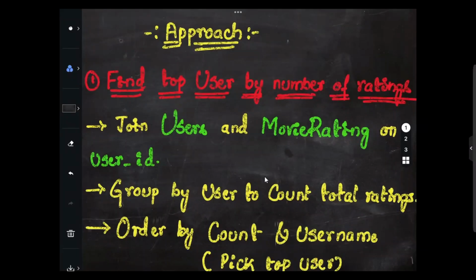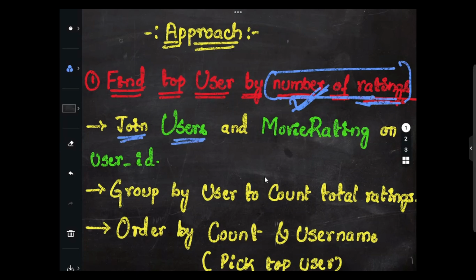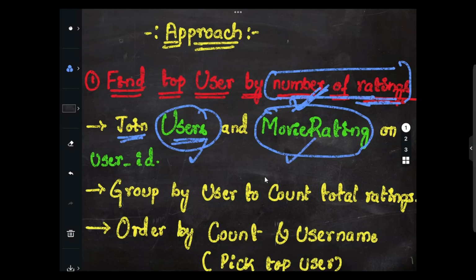So let's go with the first step here. We will find the top user by number of ratings. We will join the users table and the movie rating table on the user ID.